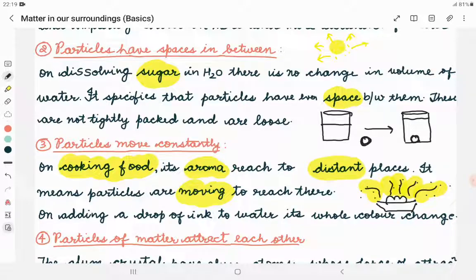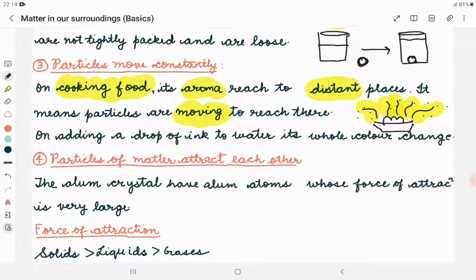Okay, on adding a drop of ink to water, its whole color changes. Now why does it happen? Because all the particles of the drop of ink moved all over the water, and because of that we saw that the whole color of the water changed.